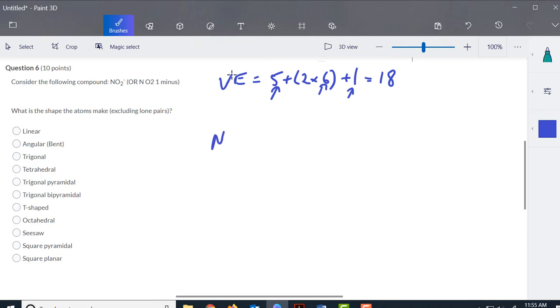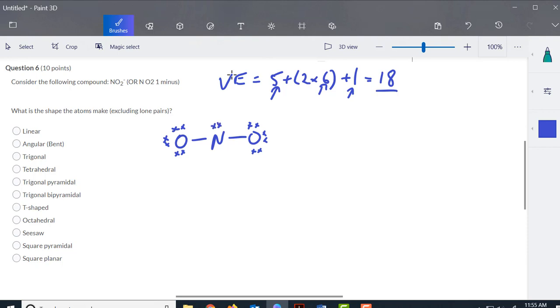We'll go ahead and create that. We'll bond the oxygen to the nitrogen first, and then we will put electrons around the oxygen so that we have a total of 8 around each. So we've used a total of 16, but we need to use 18. So the other 2 will go on the nitrogen.